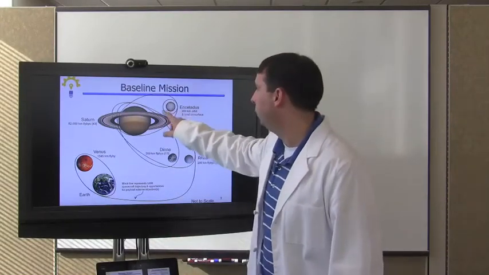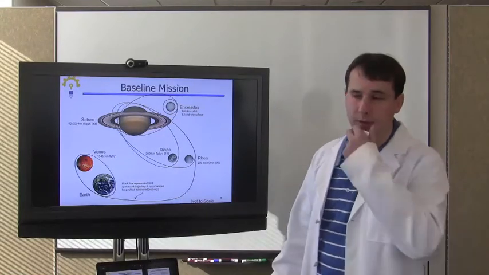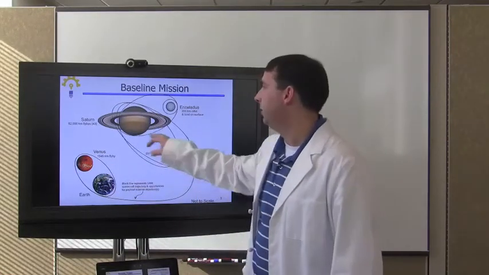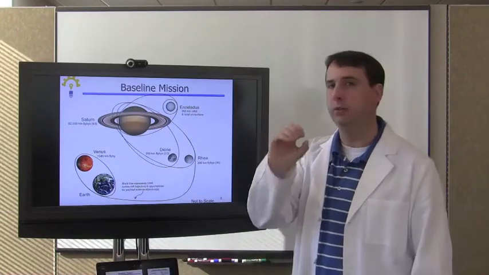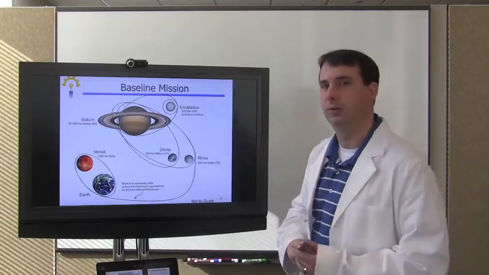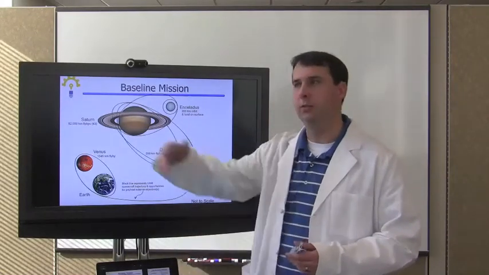And then we eventually go into orbit around Enceladus, and then we eventually land on Enceladus. So you can do science at Venus, Rhea, Dione, Saturn, or Enceladus. And you can do science from the orbit of Enceladus, or you can do science on the surface with the lander as it descends down to the surface of Enceladus. Or you can go all the way to the bottom, land on Enceladus and then do something.